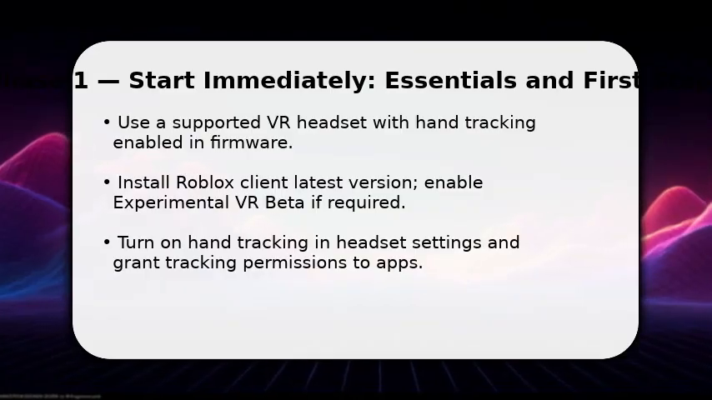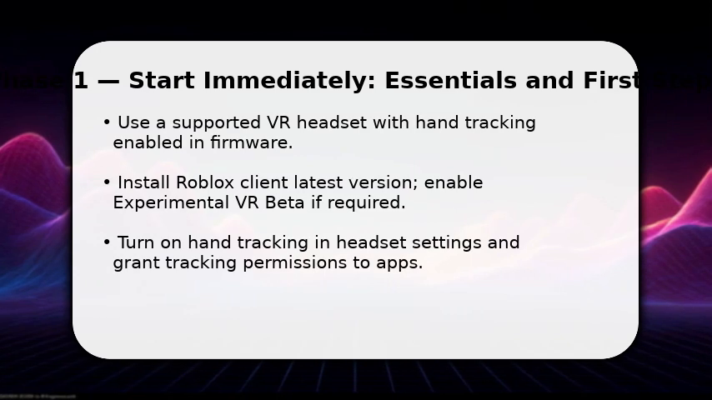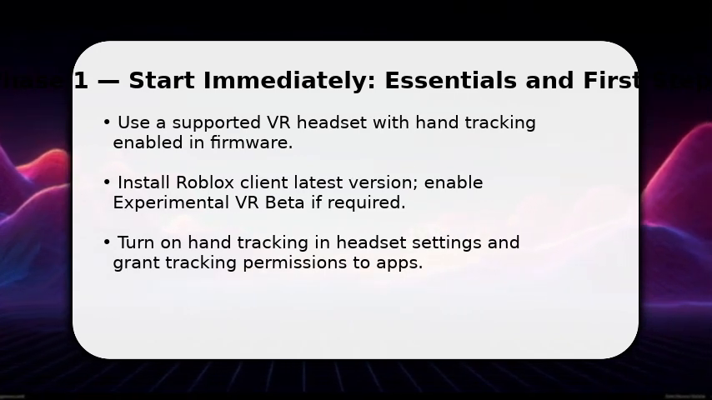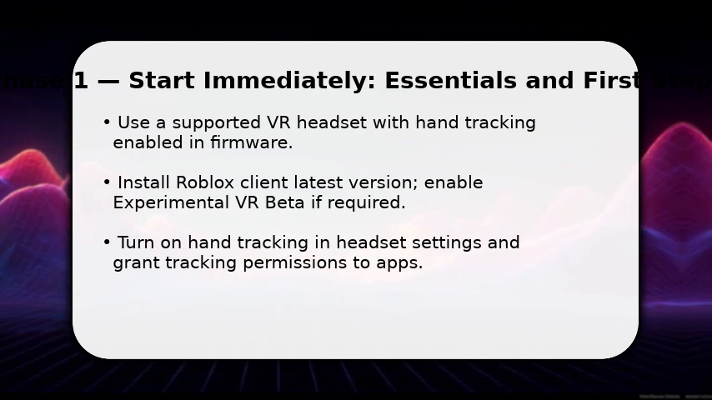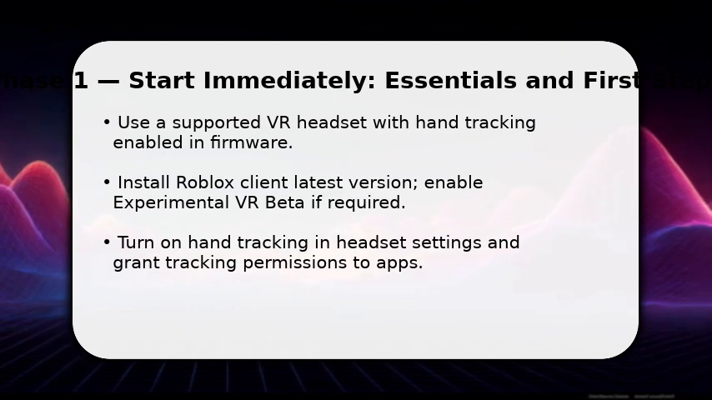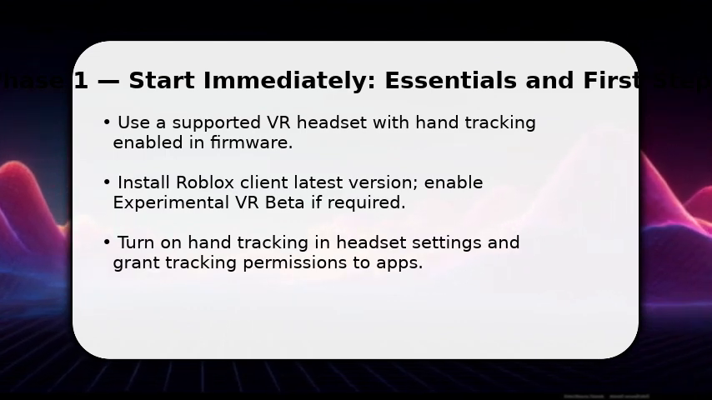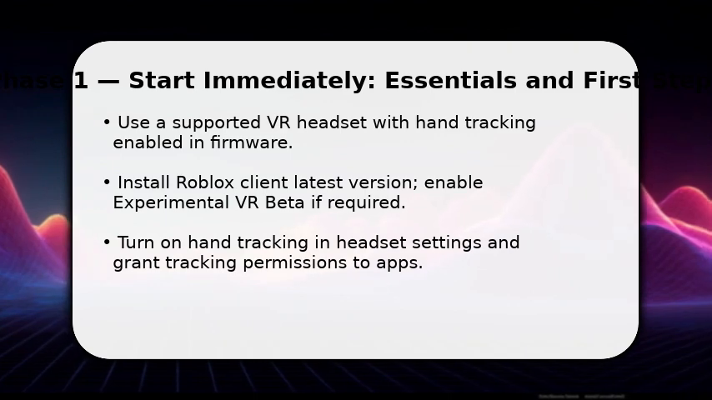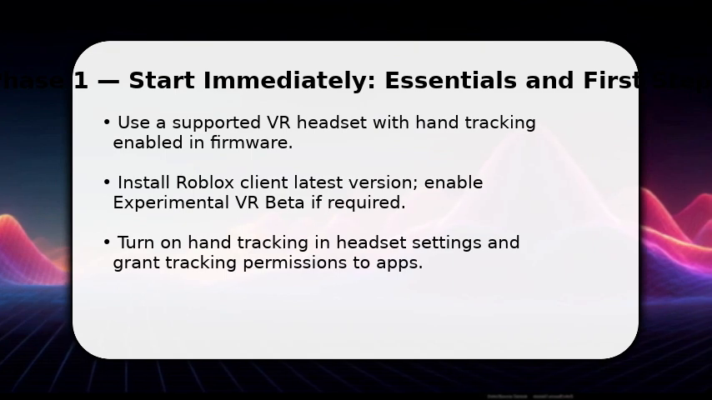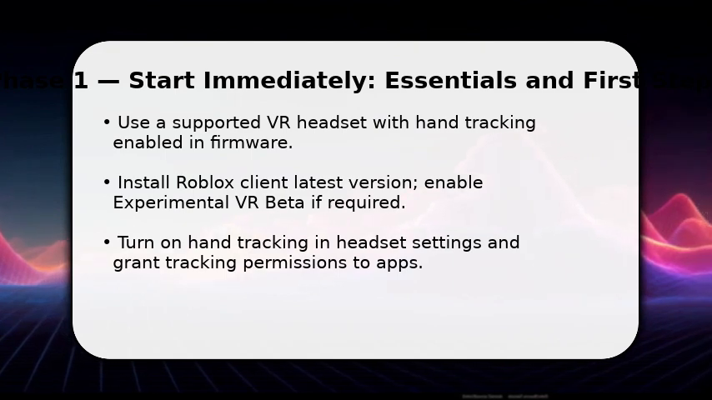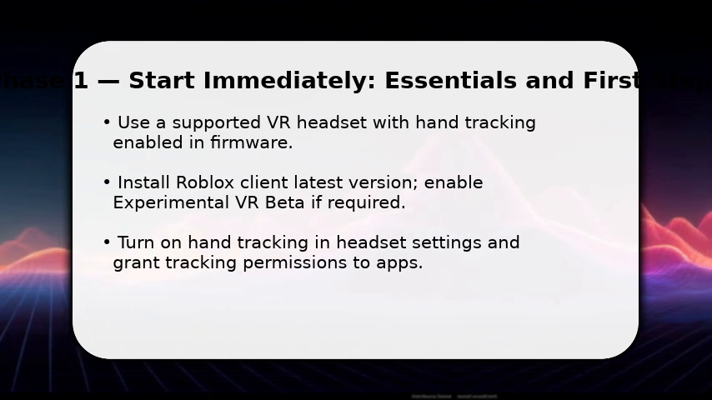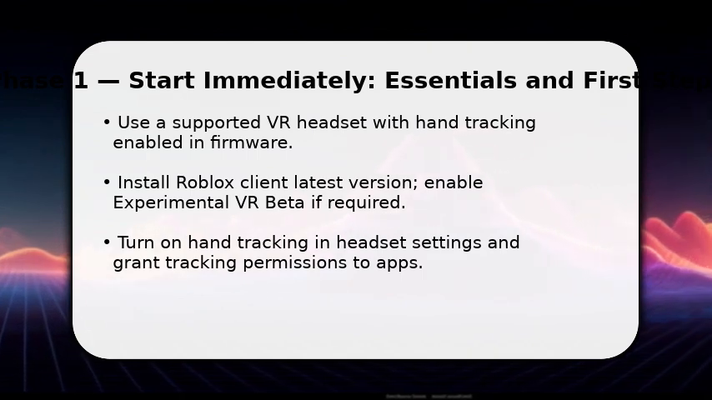You start by confirming prerequisites. Your headset supports hand tracking and Roblox is up to date. First, enable hand tracking in the headset OS so the device provides raw hand data. Next, open Roblox and toggle any experimental VR features because Roblox reads those flags to accept hand input. Once done, grant the headset permission to share cameras and sensors with apps. That unlocks the pipeline for Roblox to detect fingers, gestures, and positional data.